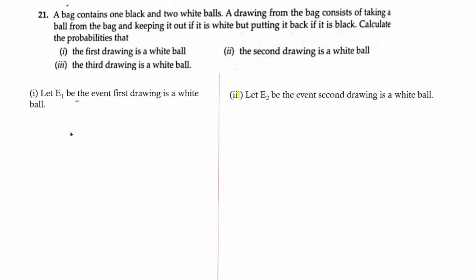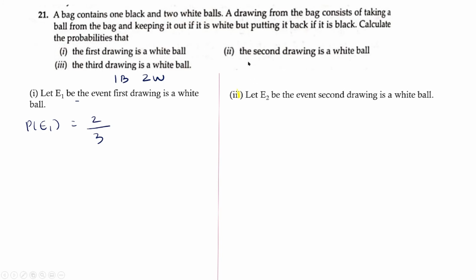So let E1 be the event: the first drawing is a white ball. So we have one black and two white balls. So probability of E1 will be selecting one white ball from these two white balls. It is 2 upon the total number of balls, which is 3. So probability of E1 will be 2 by 3. So probability of drawing first white ball is 2 by 3.